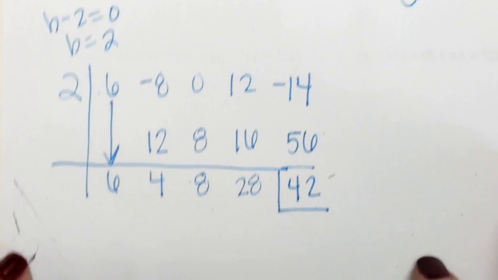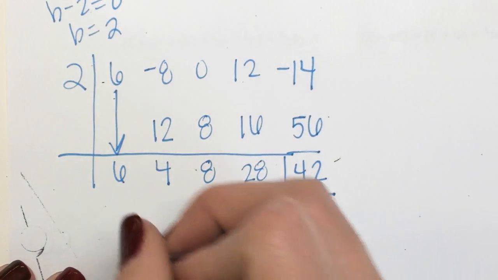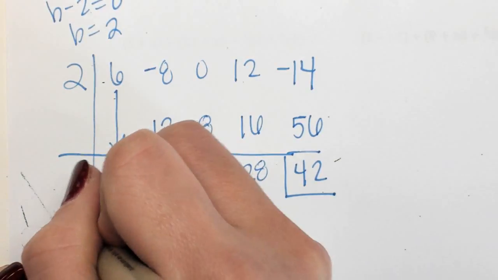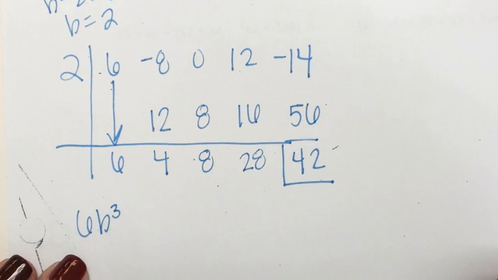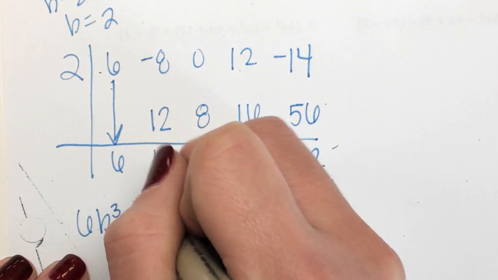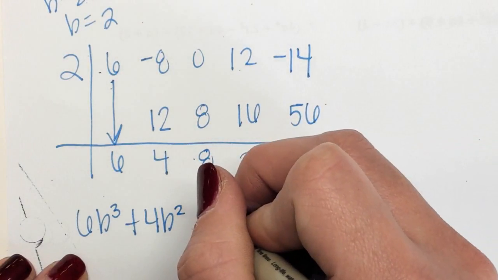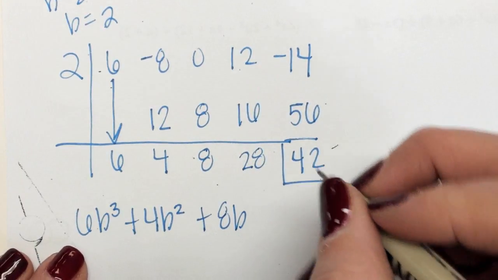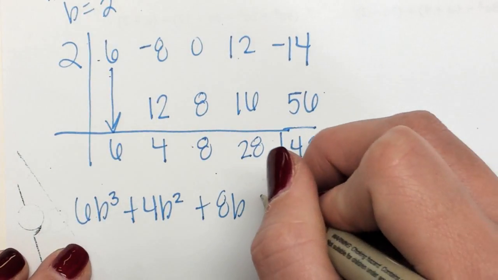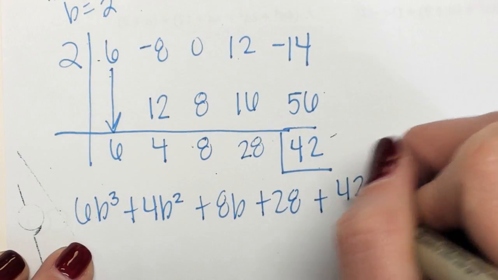Perfect. Okay. Now we just have to write our answer. So, Daniel, tell me the first thing to write. 63. Good. Alright. Gracie, next one. Very good. Cody, next one. 8B. Good. Victoria, next one. 28. Good. And Malachi. Perfect.